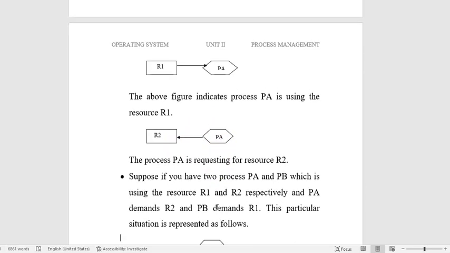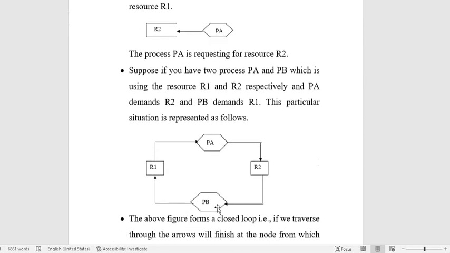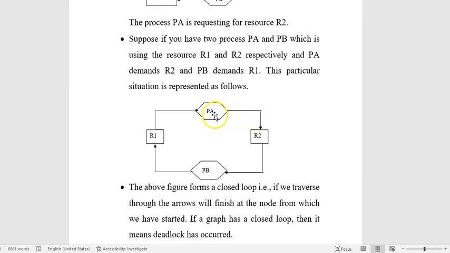Now with this we can draw the diagram for deadlock. See here, we have considered two cases: PA is using resource R1 and requesting R2, and similarly PB is using resource R2 and requesting R1. I have drawn two kinds of shapes, one hexagon and the other rectangle. In the hexagons, I have given process PA and process PB, and in the rectangles, I have given R1 and R2. Here PA is using the resource R1, so the arrow mark is given here.